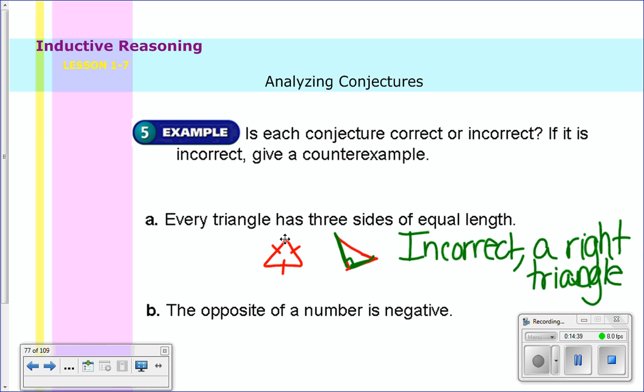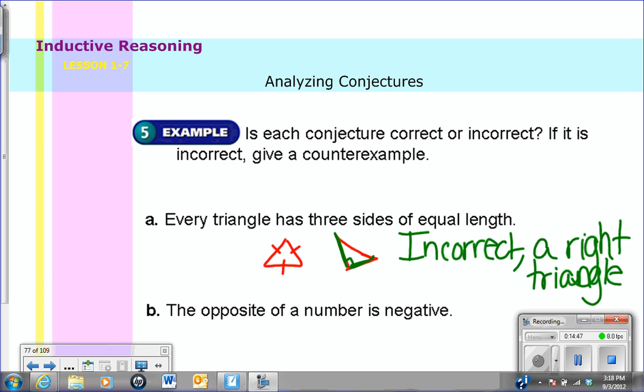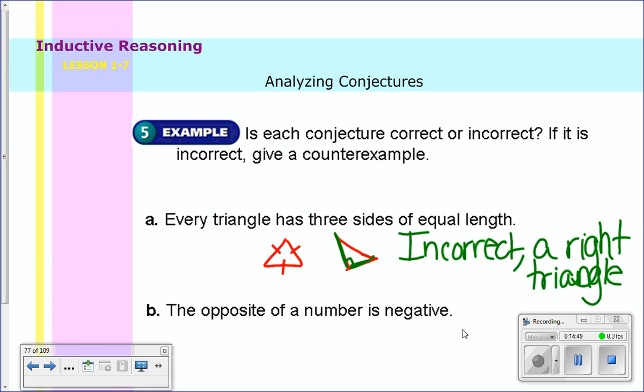Now I want you to look at B and solve that on your own. The opposite of a number is negative. Go ahead and solve that, and when you're done, let's see if you got it right. All right, so the opposite of a number is negative. Let's see, if I did 3 and asked for the opposite of that, that is negative 3. 2, well, negative 2. Let's see, 1, negative 1. So for all those numbers, that is true. But is there any number that it's not true for? And if you take a look, there are.